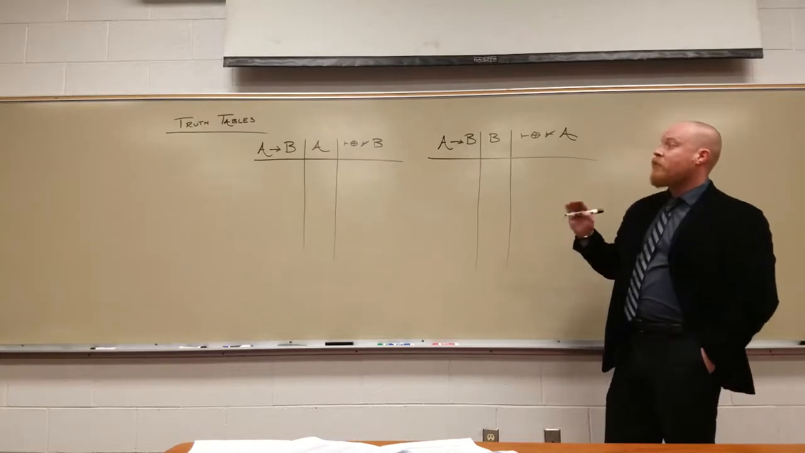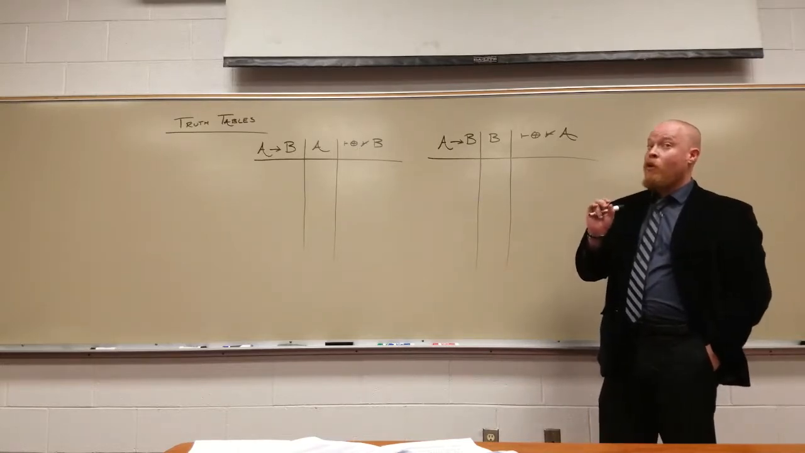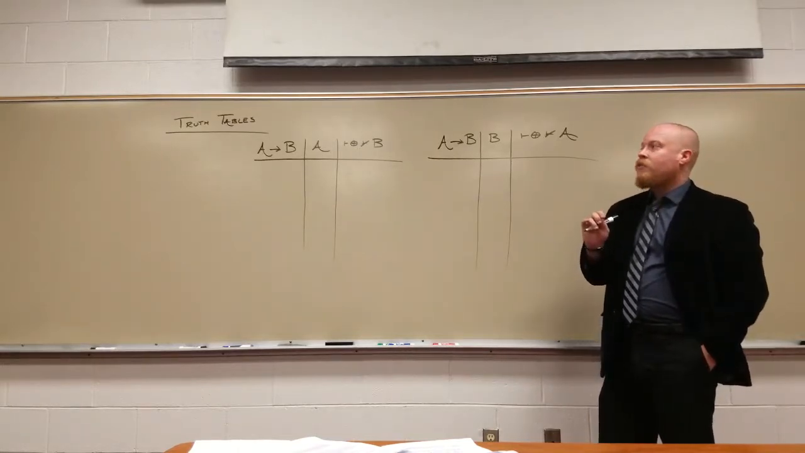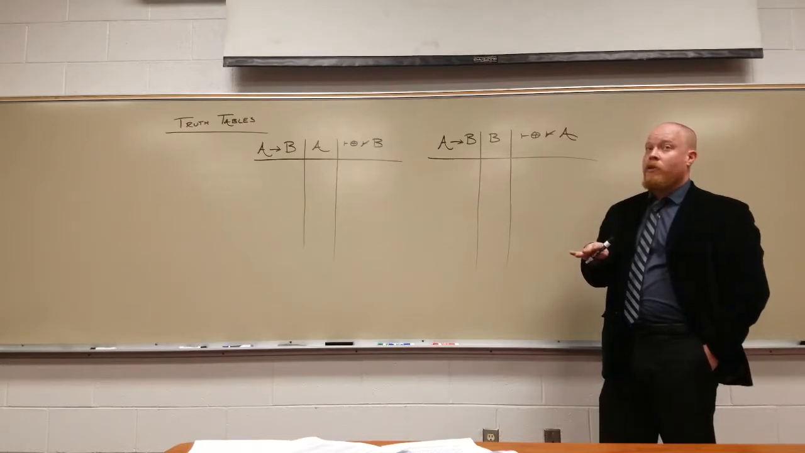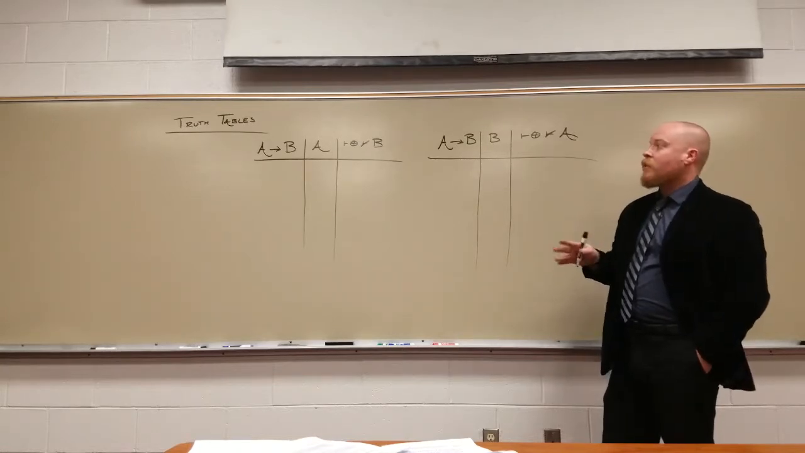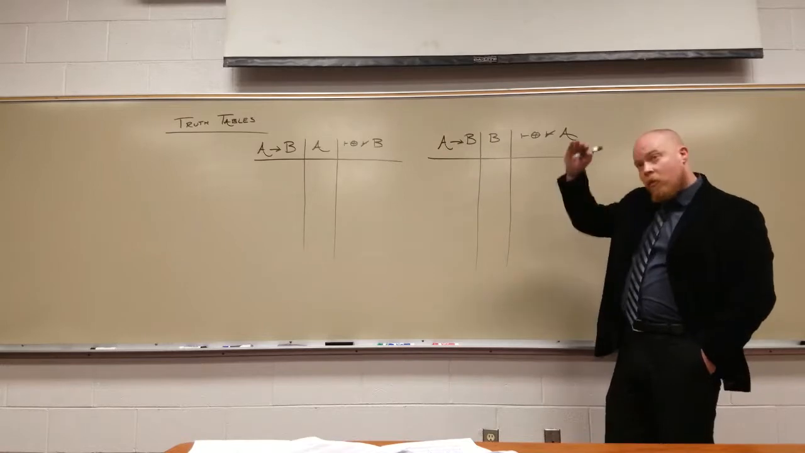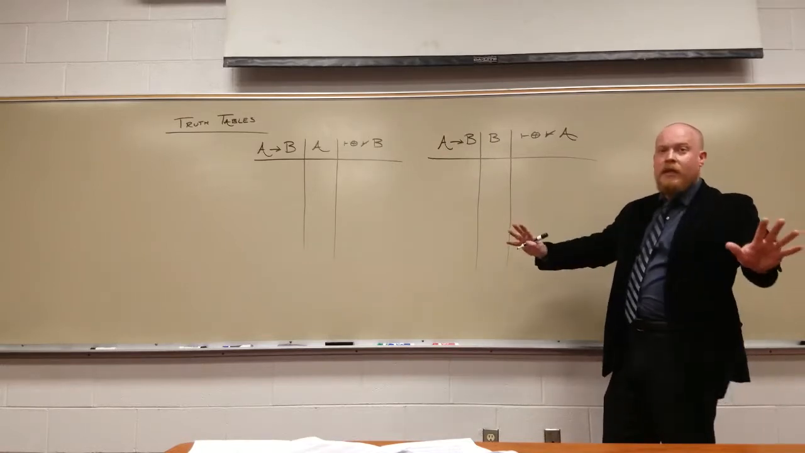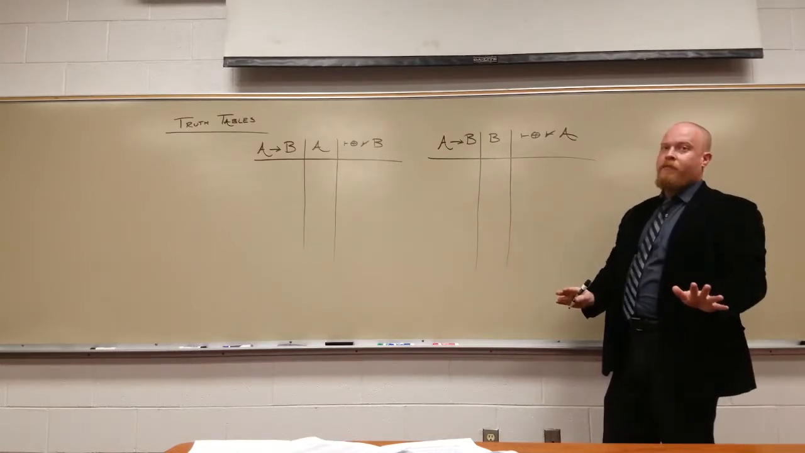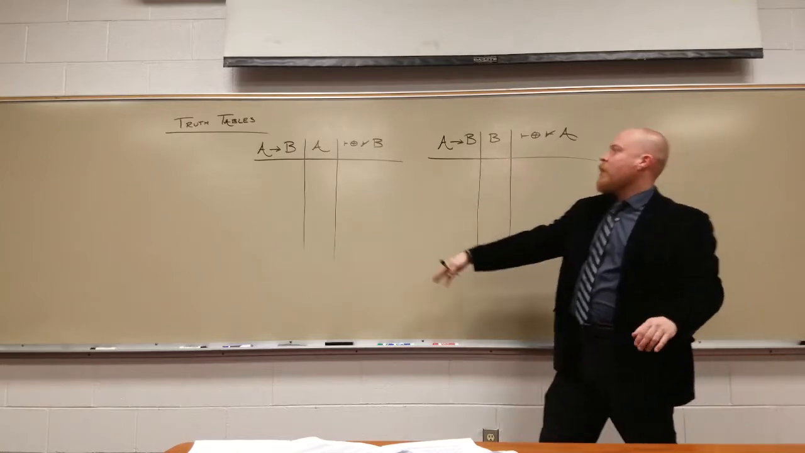I personally find truth tables easier to do on really short problems, and I think truth trees are easier to do on longer and more complex problems. And we'll see here in a moment. I have two arguments on the board. Now, normally we do this in a proof format. What I'm asking here is, can we do a proof for this one? And can we do a proof for this one?